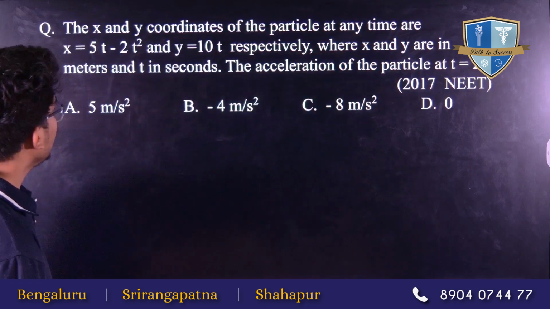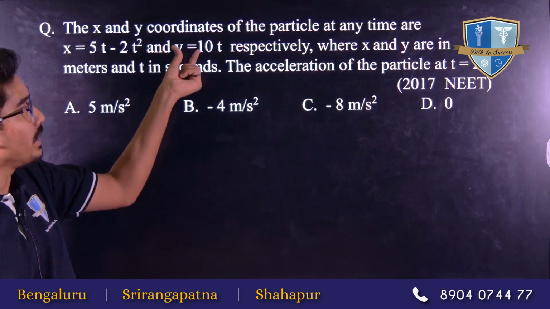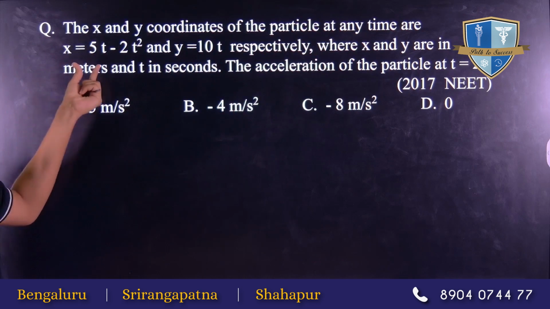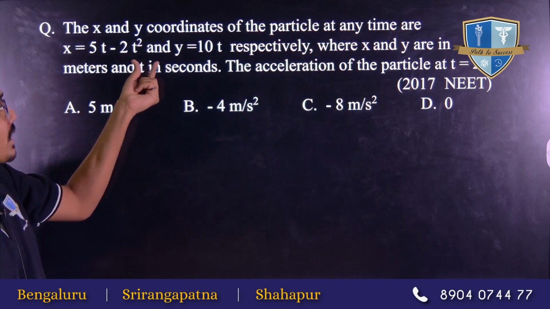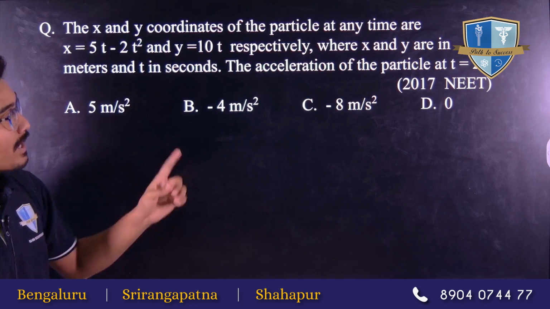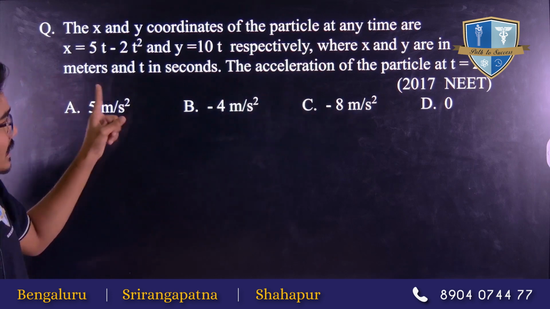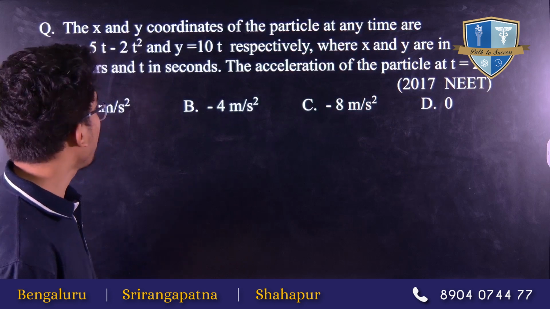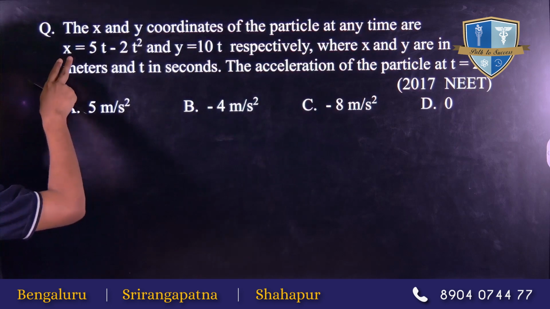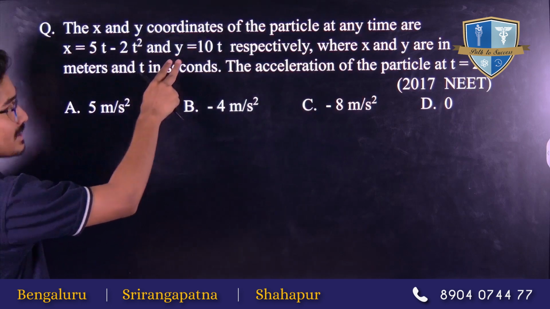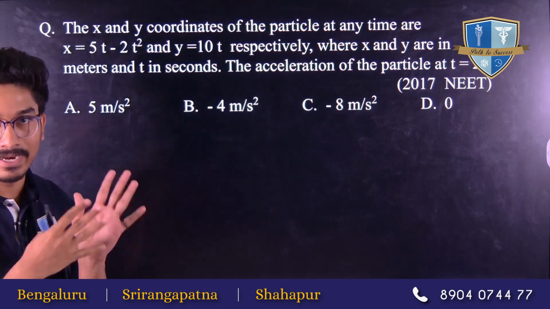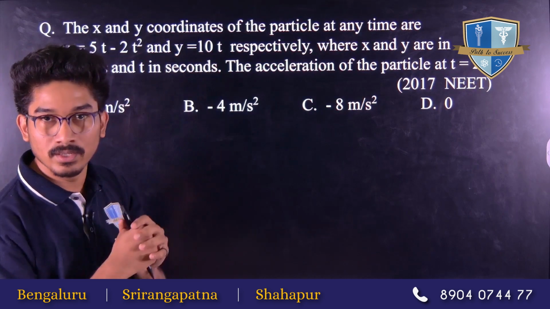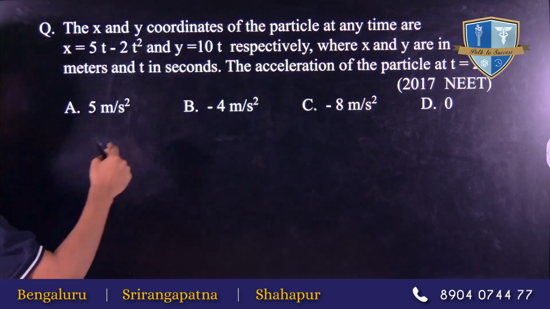First question is, if the x and y coordinates of a particle at any time are x equals 5t minus 2t square and y equals 10t respectively, where x and y are in meters and t is in seconds, find the acceleration of the particle at t equals 2 seconds. Now we have a displacement in x direction, we have displacement in y direction. So again we will divide the study in two dimensions. We will study in x direction, we will study in y direction, and we will find the resultant finally. So now we are supposed to find acceleration.